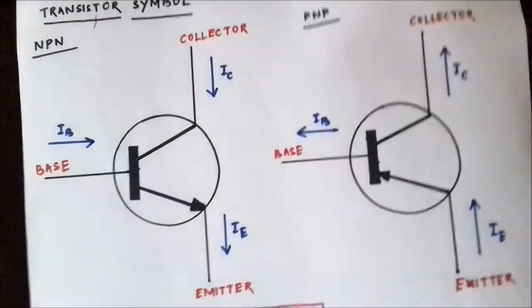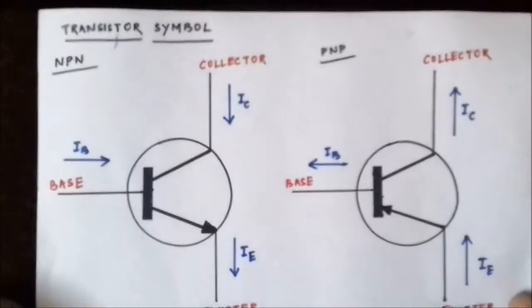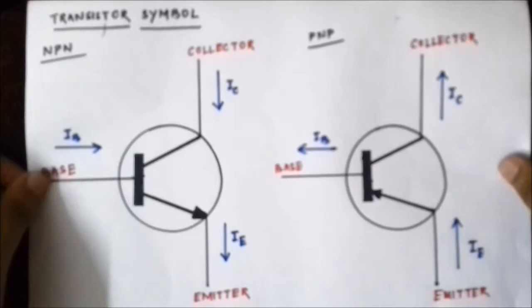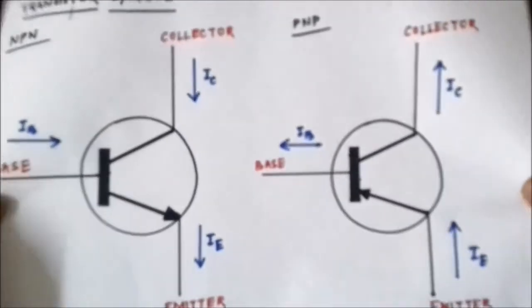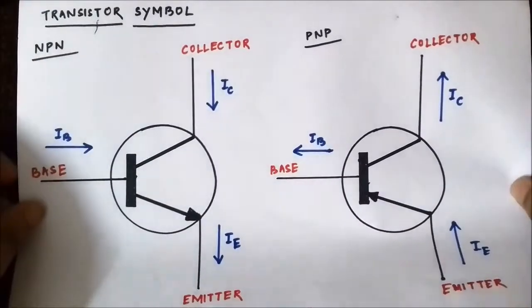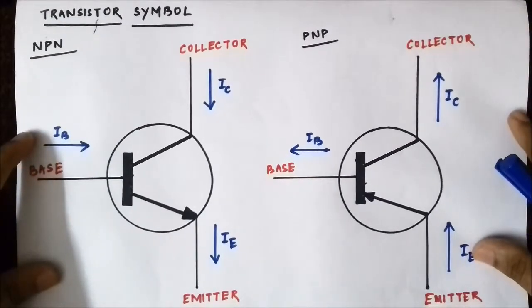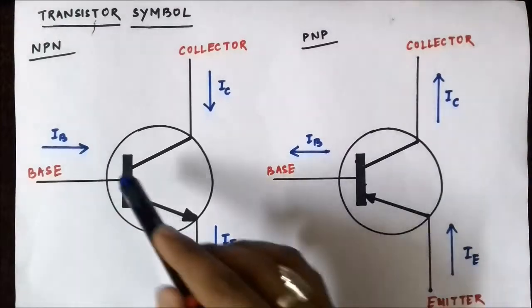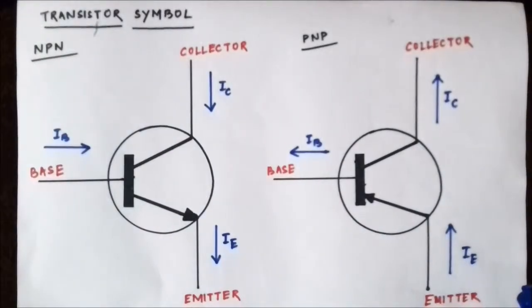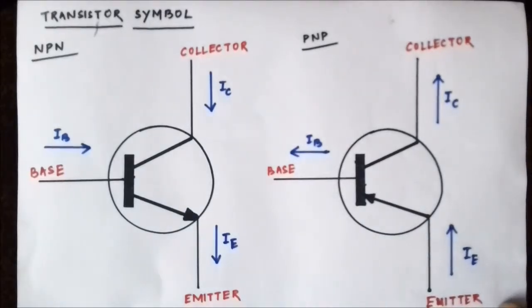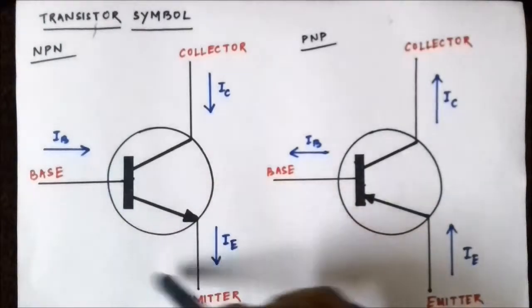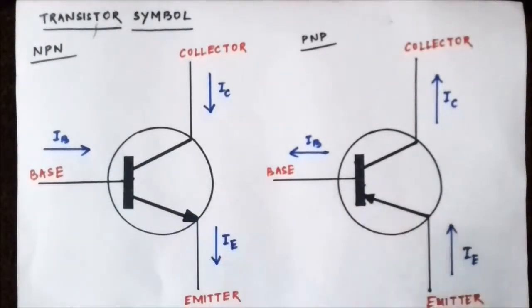Next is the symbol of a transistor. This is the symbol of a transistor. First we have the NPN transistor. This section is the base of the transistor, the middle section. This portion with the arrowhead is the emitter terminal. Okay, always remember, in the transistor symbol, the one with the arrowhead denotes the emitter. It's the easiest way to remember.